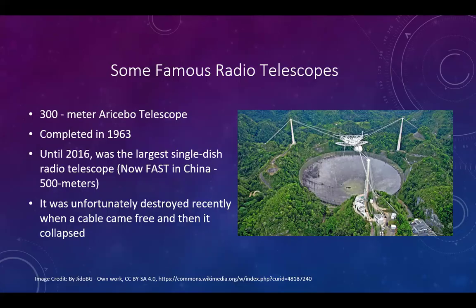It was completed in 1963. And up till 2016, it was the largest single-dish radio telescope. In 2016, FAST in China was built, which is 500 meters across, but FAST couldn't do radar measurements. And unfortunately, Arecibo was recently destroyed.